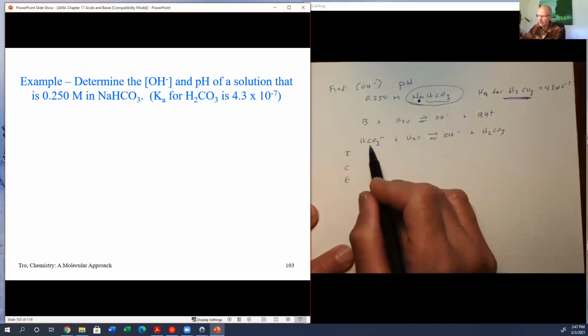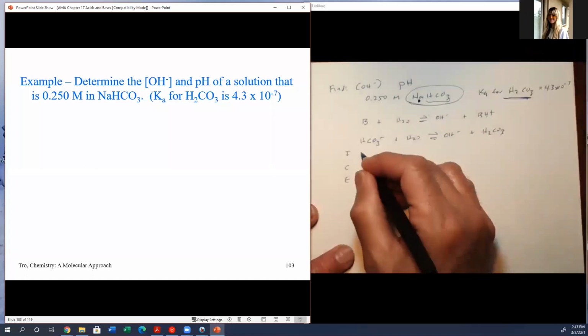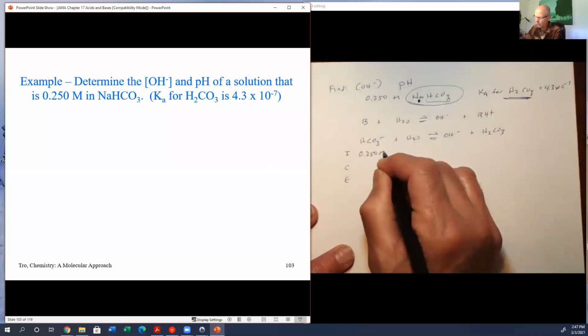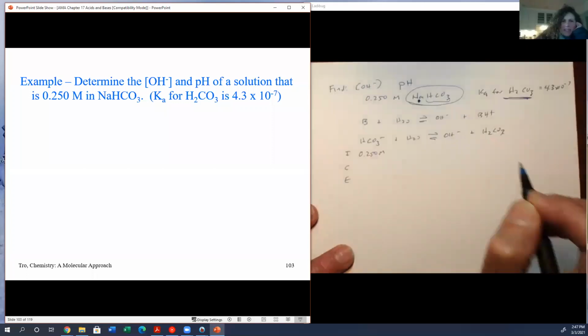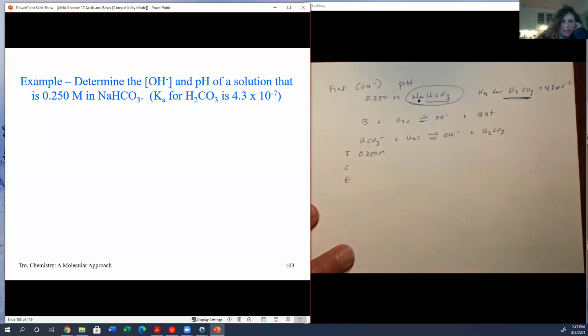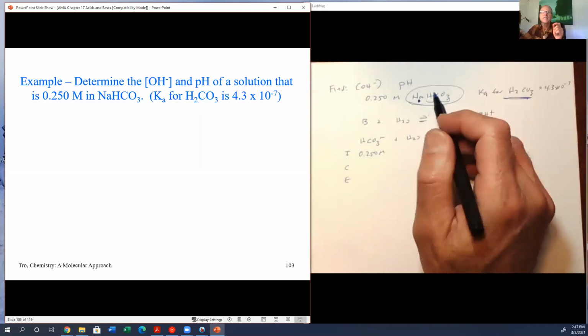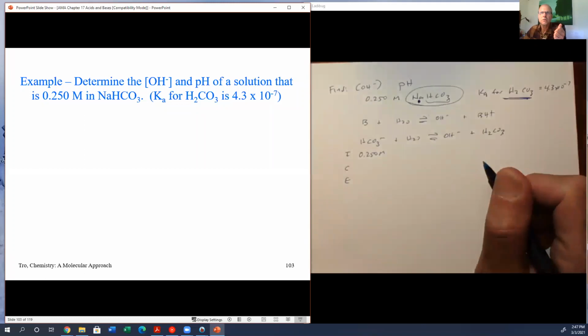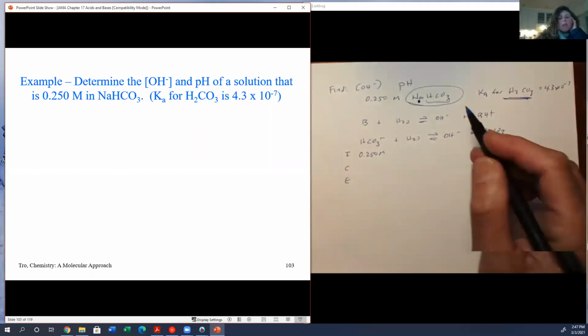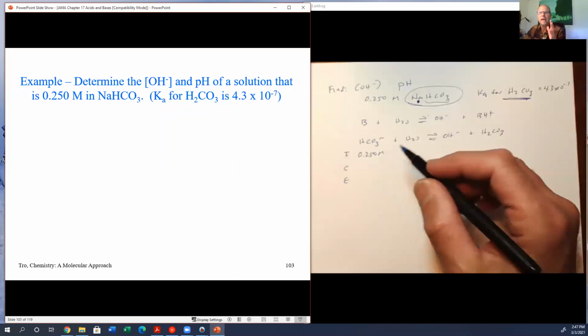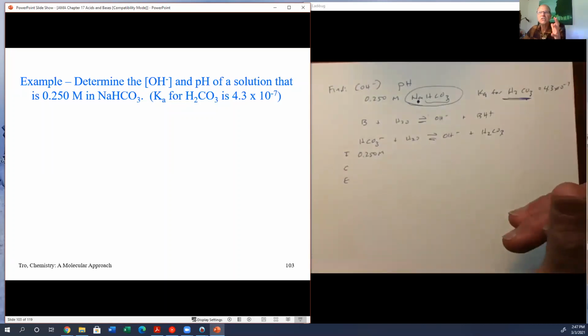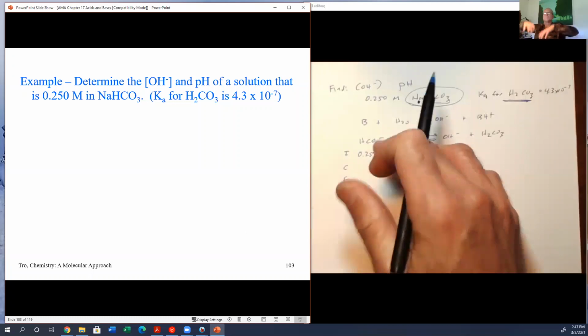What's the initial concentration of HCO3 minus? 0.25. Correct. 0.250 molar. Is there a reason why it says there's a sodium at 0.250 molarity? Because remember, these ions don't exist on their own. I can't just have a solution of HCO3 minus. It's always with a counter ion.